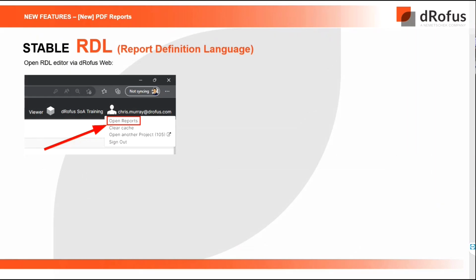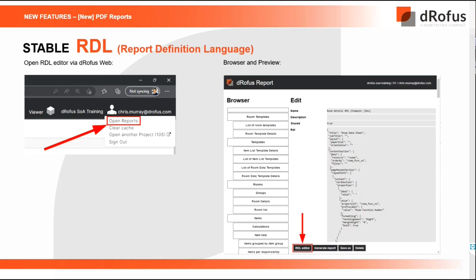Okay, so the reports. There is what you can access via the UI. Then there is digging deep via dRofus web. This is where you have to access it. It's directly below where your username is. You open the reports, and then you get this thing, which is like, well, what is all this? So this is the browser and preview.